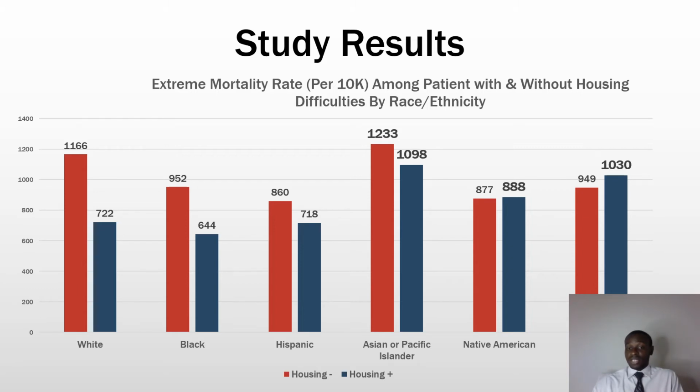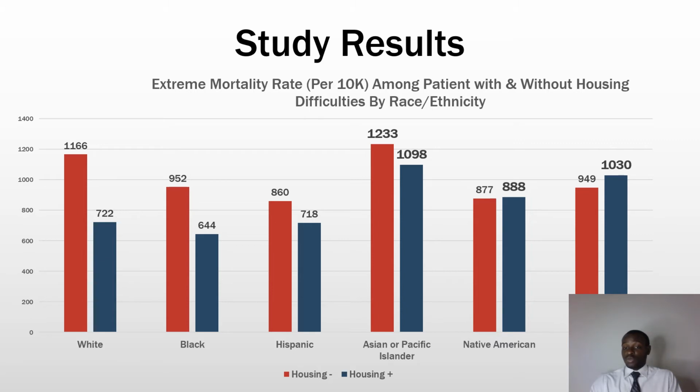When we further look at the Asian or Pacific Islander population, we are seeing a rate of 1,233 per 10,000 presentations compared to 1,098 per 10,000 presentations among individuals with housing difficulties. A further analysis among patients identified as Native American shows a much higher rate of respiratory presentations among individuals with housing difficulties, labeled in blue.